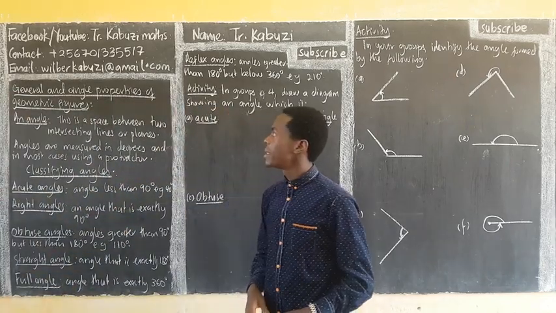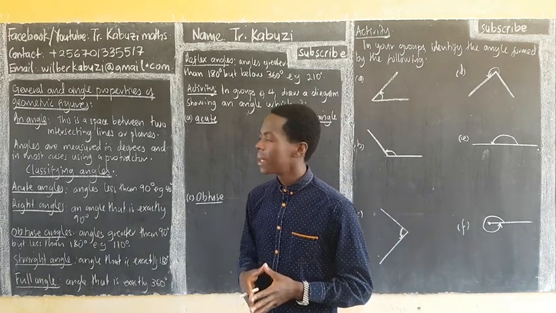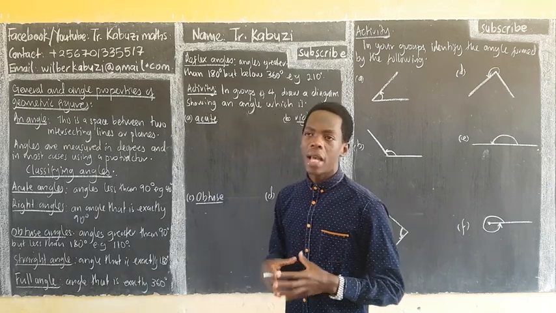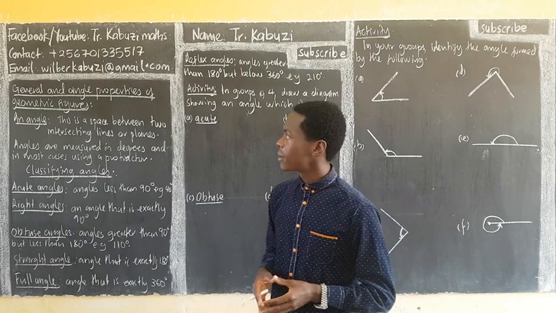General and angle properties of geometric figures is the topic we are going to see today. Here we are going to see angles: how do we get missing angles, and how do you use the properties? So that's what I expect out of this topic.